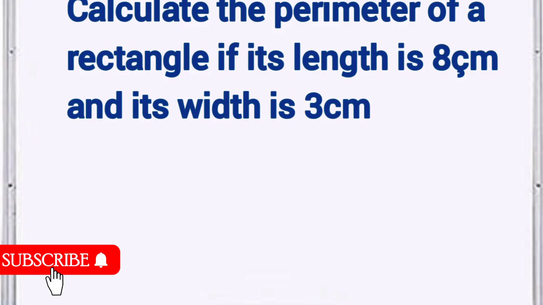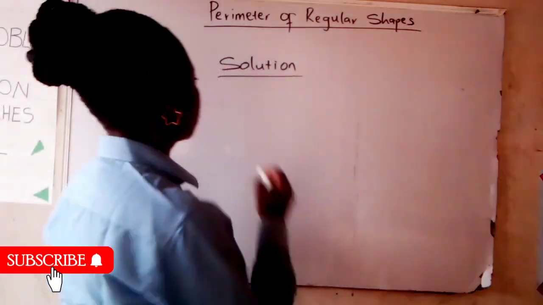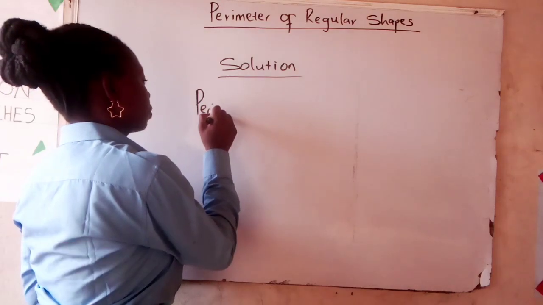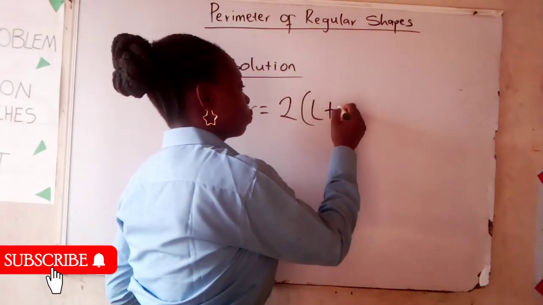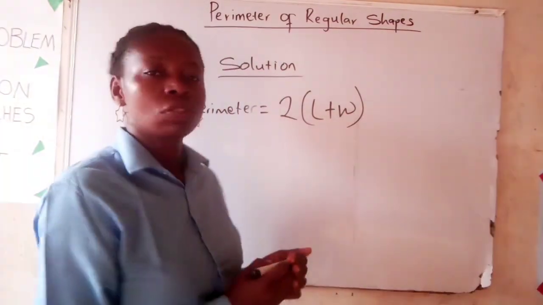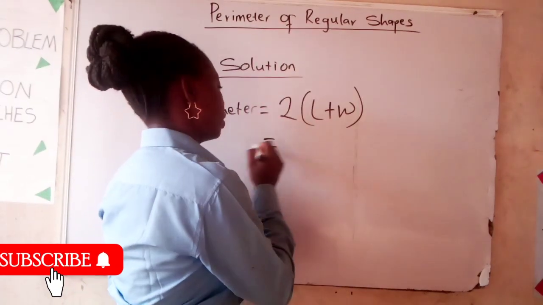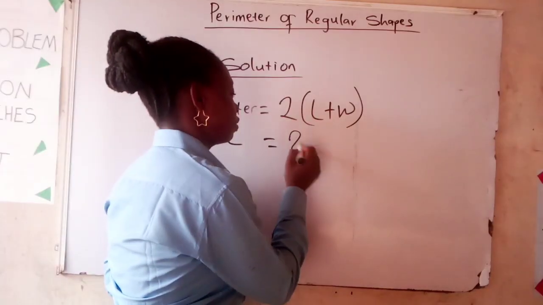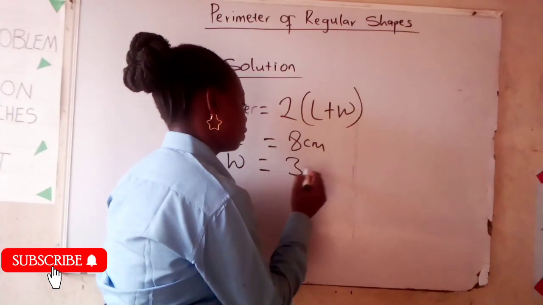Calculate the perimeter of a rectangle if its length is 8 cm and its width 3 cm. So what's the formula? The formula for perimeter of a rectangle is equal to 2 bracket length plus width. So this is the formula, 2 bracket length plus width. And our length is equal to what? 8 cm. The width is equal to 3 cm.